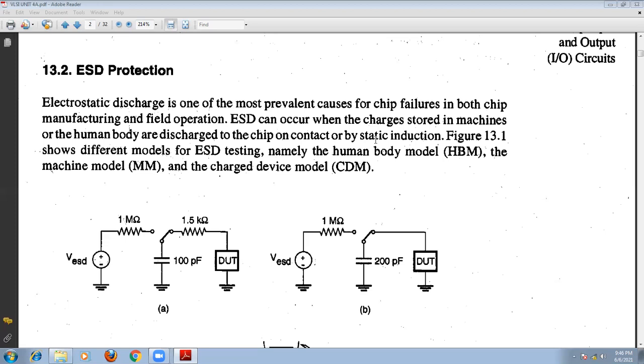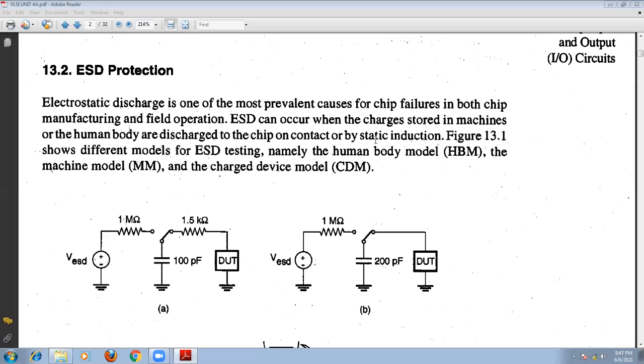So whenever the human body touches the circuit, the charges stored in the human body enter into the active circuit, and those charges will completely destroy the circuit operation. That is called electrostatic discharge, and the IC will be damaged. Okay, that means it cannot work properly.